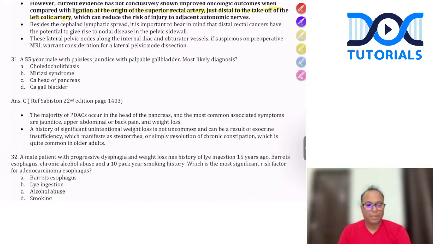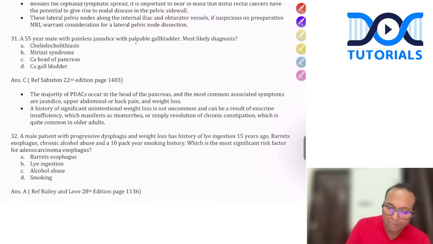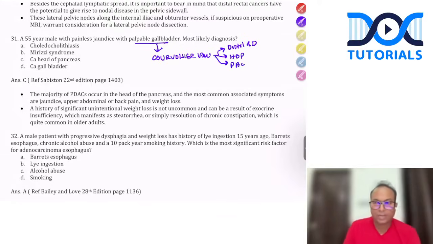30th question. A 55-year-old male with painless jaundice and a palpable gallbladder. Palpable gallbladder is always Courvoisier law. As per Courvoisier law, a palpable gallbladder is seen for distal bile duct, head of pancreas, and periampullary cancer. That's all. Only for these 3 cancers do you have a palpable gallbladder with painless jaundice.